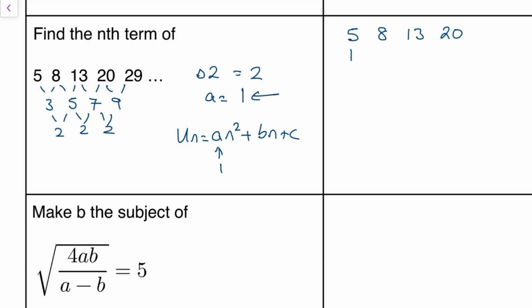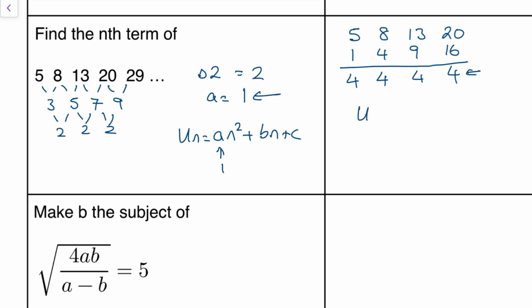So n squared is 1 squared is 1, 2 squared is 4, 9, 16. And I'm going to take these away. So 5 minus 1 is 4. 8 minus 4 is 4. I've got 4 again. 13 minus 9 is 4. 20 minus 16 is 4. So in a weird way, this is actually quite a good example of where this method is a bit quicker.